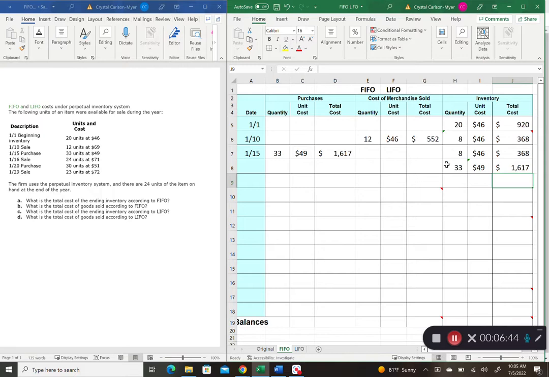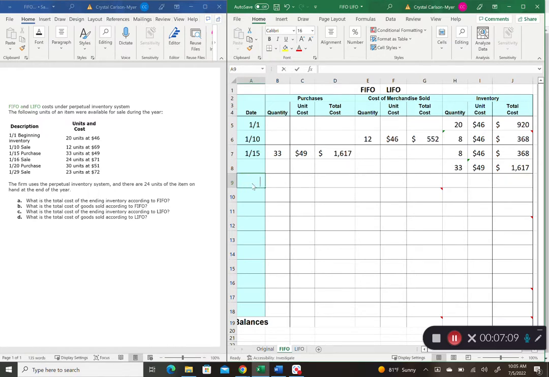Again, we have to keep these cost layers separate because when we go to make a sale, if we're using first in, first out, we're going to sell all of these units before we sell any of these units. And the reason that's important is because they had different costs to us. And that's the amount we're going to show on our income statement as our cost of goods sold. So that's why it's important to keep those separate. All right, so we're done with the January 15th purchase.